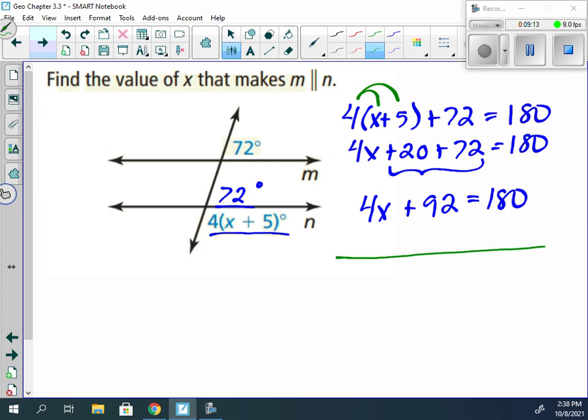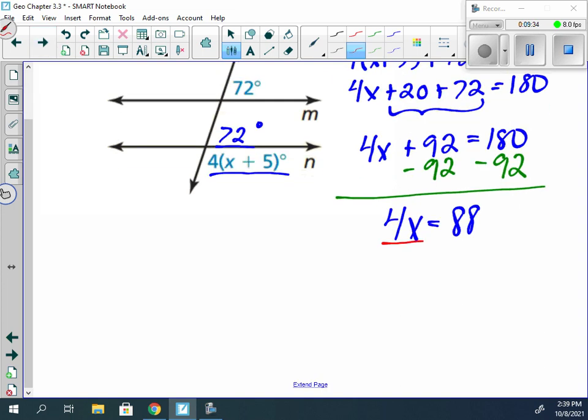Now we do need to get the x by itself, so the first thing we can do is subtract 92 from both sides, which will tell us that 4x is equal to 88. At this point here we can divide both sides by 4, which tells us x is equal to 22.